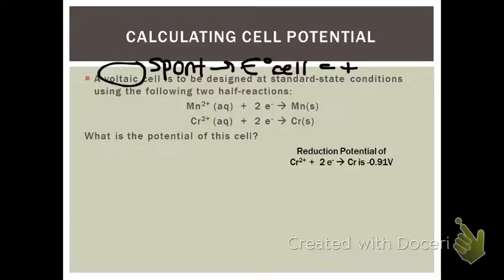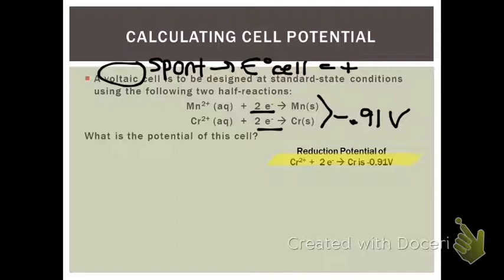First, I'm going to look up their reduction potentials. Right now, if you look, these are both written as reduction. I can't have 2 reductions. I have to have 1 oxidation and 1 reduction. So one of these is going to have to flip. The other thing they tell you here is this potential of the second one is negative 0.91 because it's not on our list. The manganese is on your list.